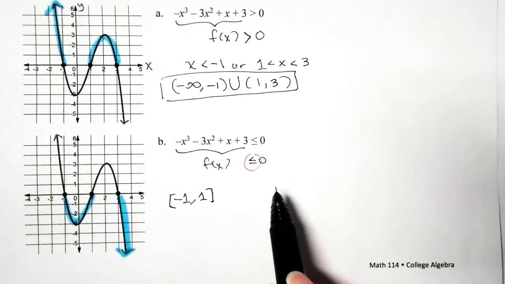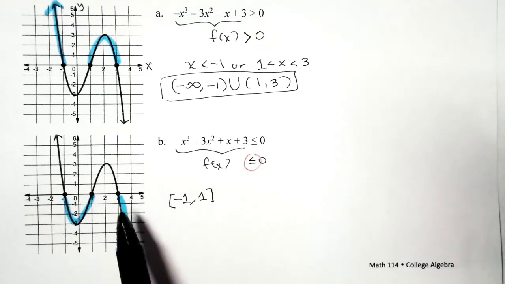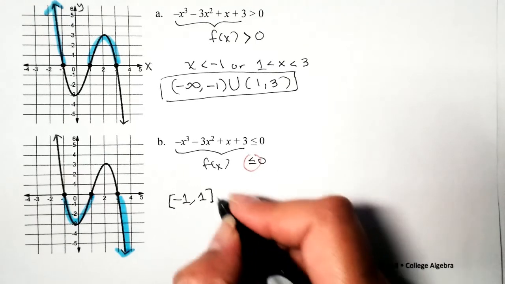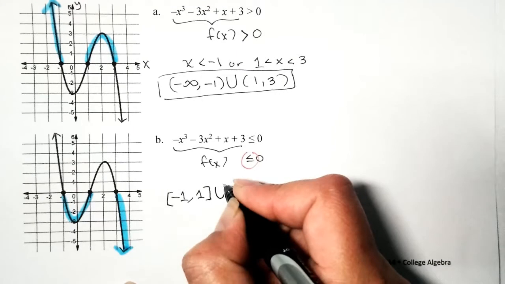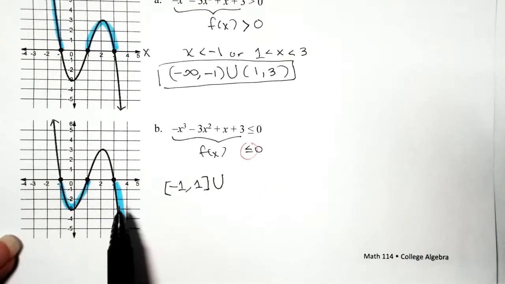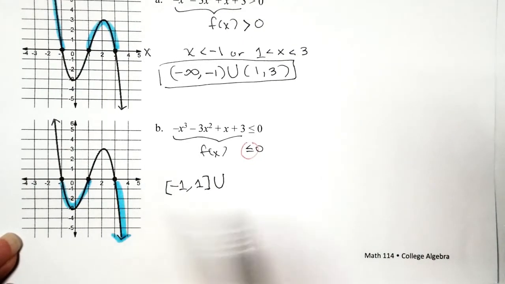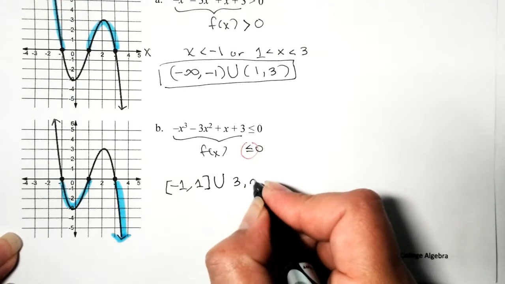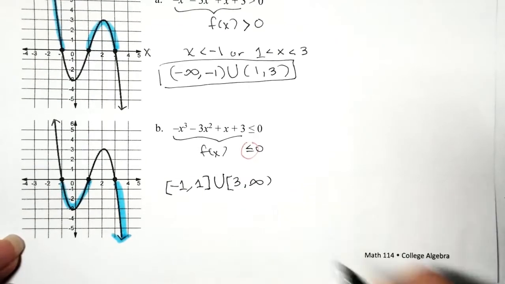The function is also less than or equal to 0 at some other piece, so we're going to have another interval. So let's put the union symbol. It's union, and the interval is going to be from 3 to infinity, where 3 is included.